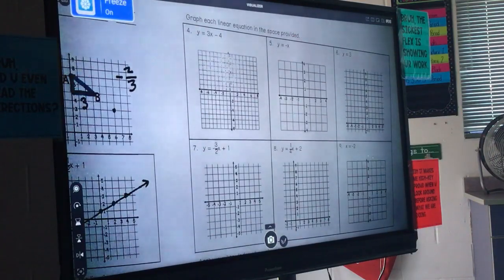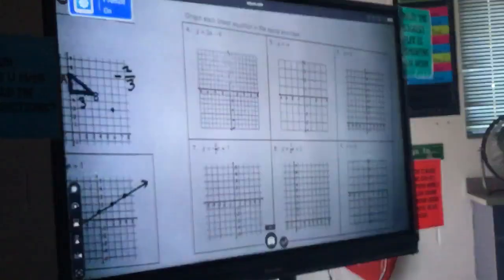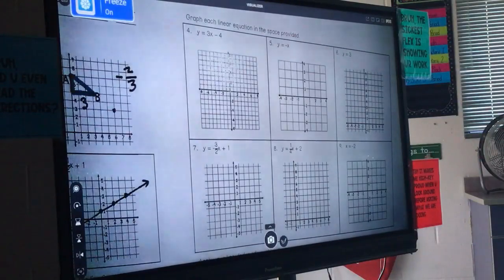Excuse me, could you help me? I need help with number 9. Number 9, yes. All right, so think about this. You have these 2 examples over here. Which one does this look like? That one. Okay, so that one is going to be undefined, which means it's going to be vertical. So it's going to go vertically through -2.